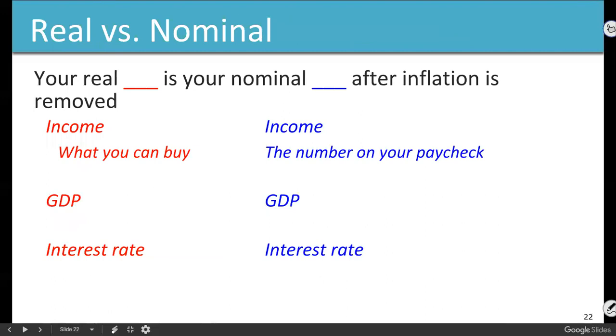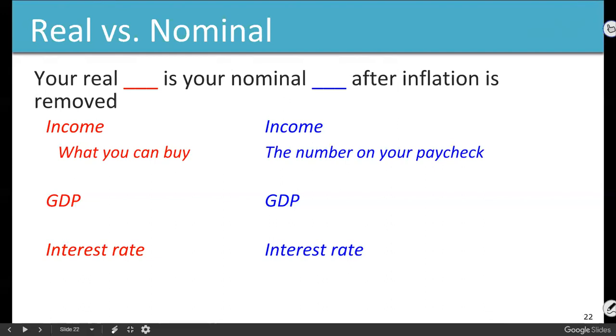Real and nominal. We've seen this several times this semester. Your real income is your nominal income after inflation. Real GDP is nominal GDP after inflation. Real interest rate is your nominal interest rate after inflation. There are parallels here, and that's why I'm bringing it back together.